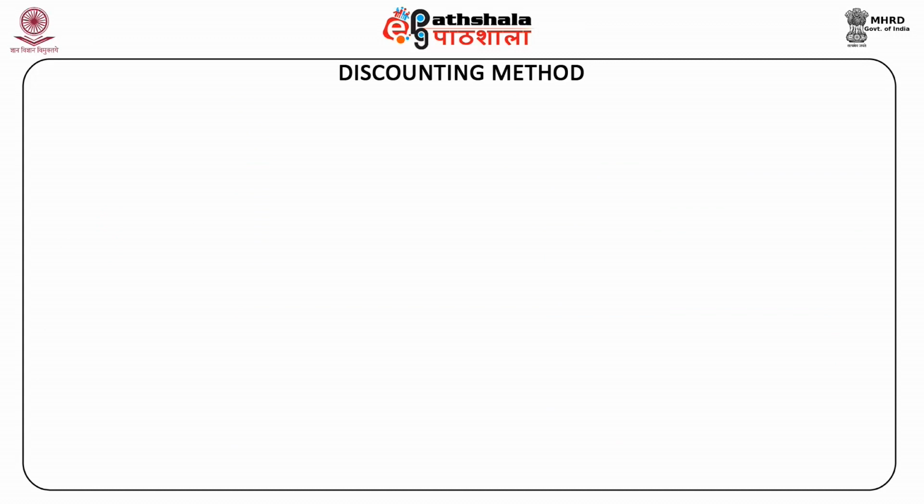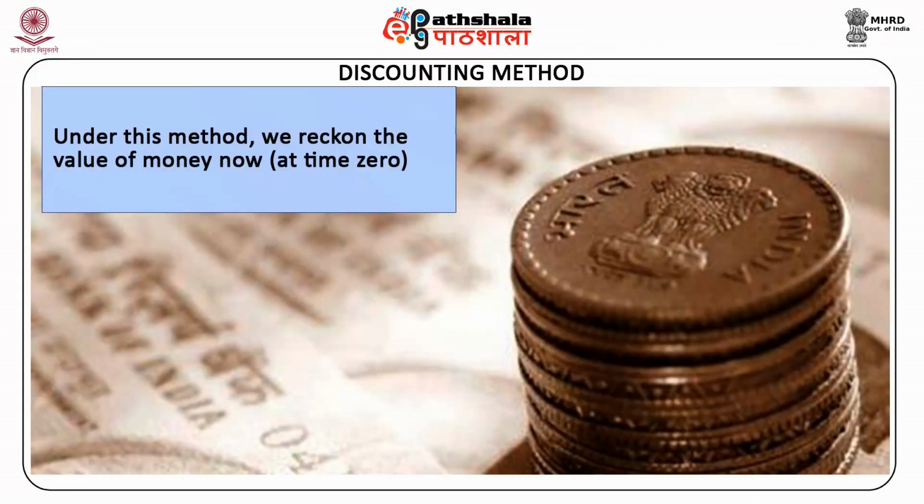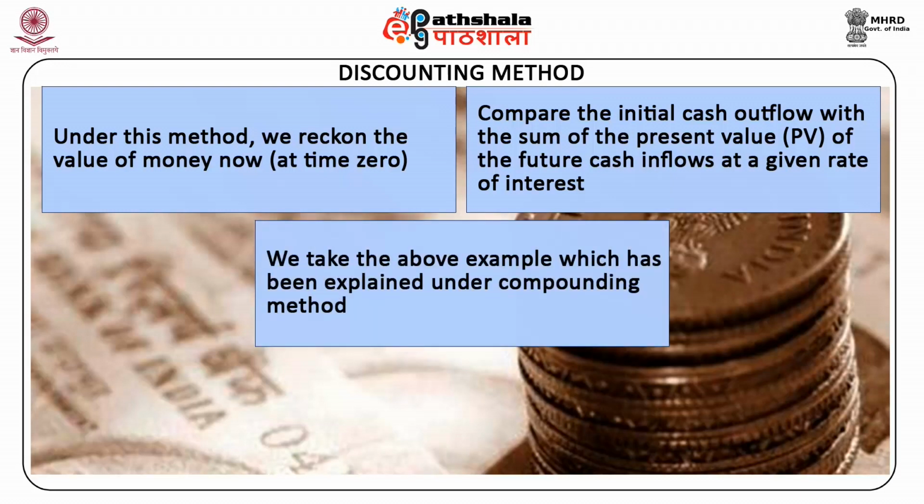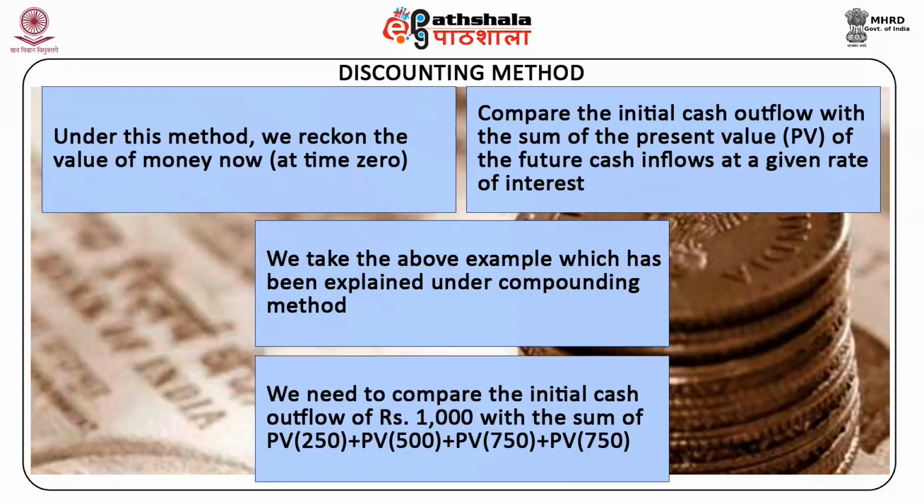Second method we discuss is discounting method. Under this method, we reckon the value of money now, that is at time 0. Here, we compare the initial cash outflow with the sum of the present value (PV) of the future cash inflows at a given rate of interest. Therefore, if we take the above example, which has been explained under compounding method, we need to compare the initial cash outflow of rupees 1000 with the sum of present value of 250 plus present value of 500 plus present value of 750 plus present value of 750.